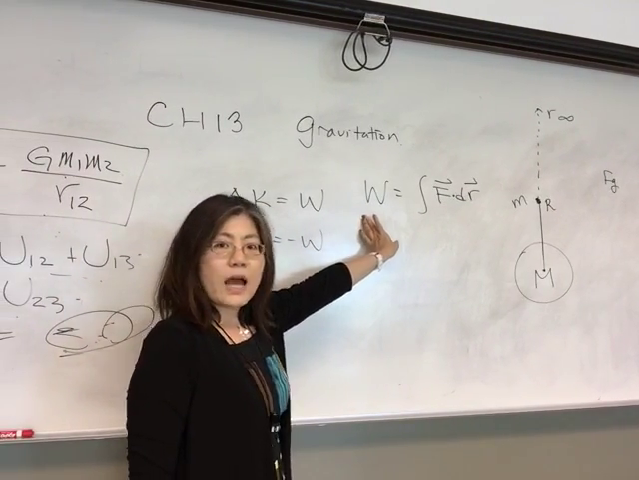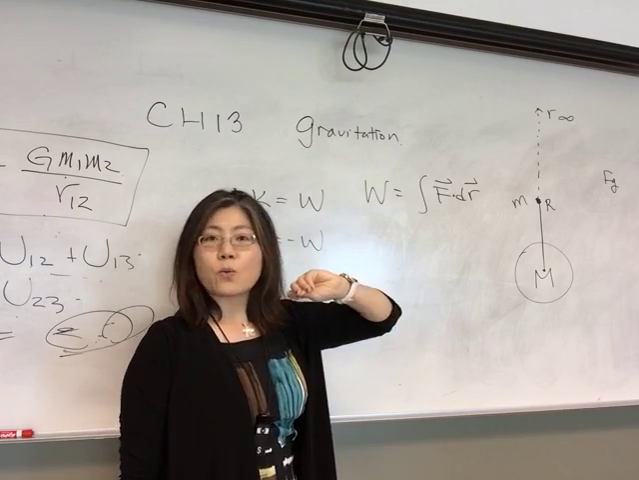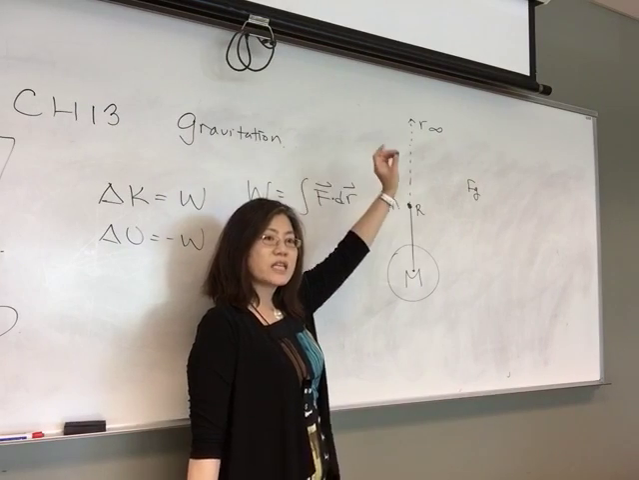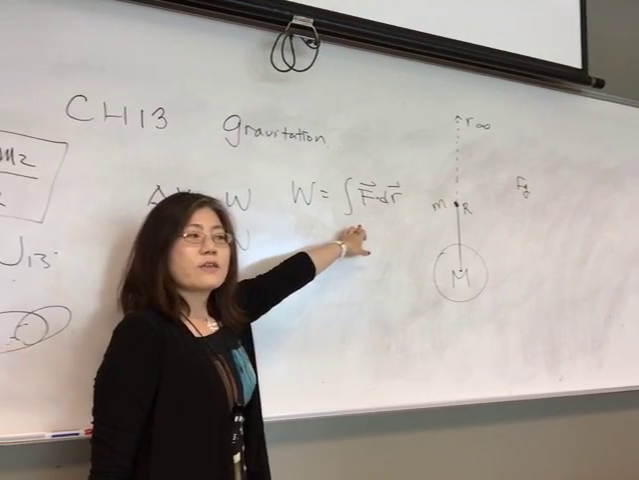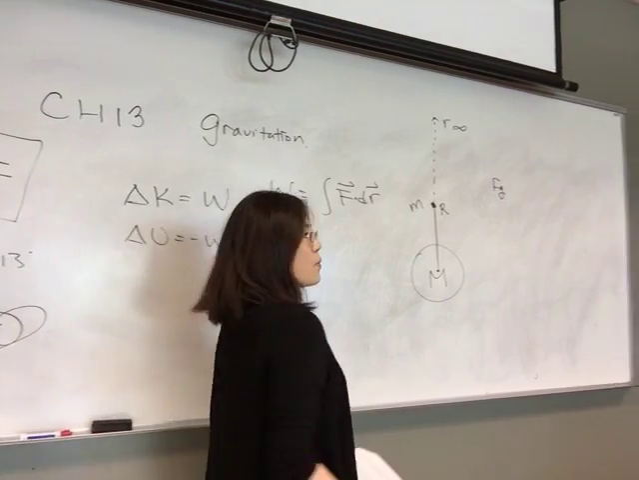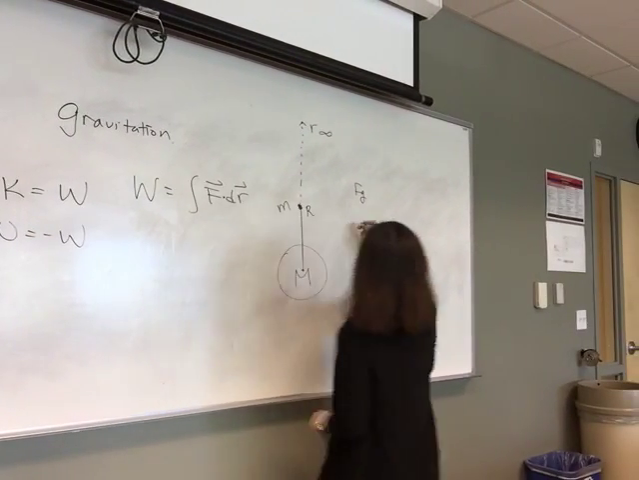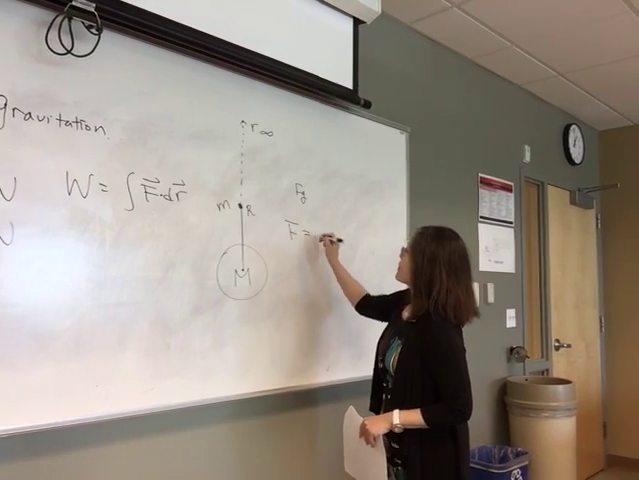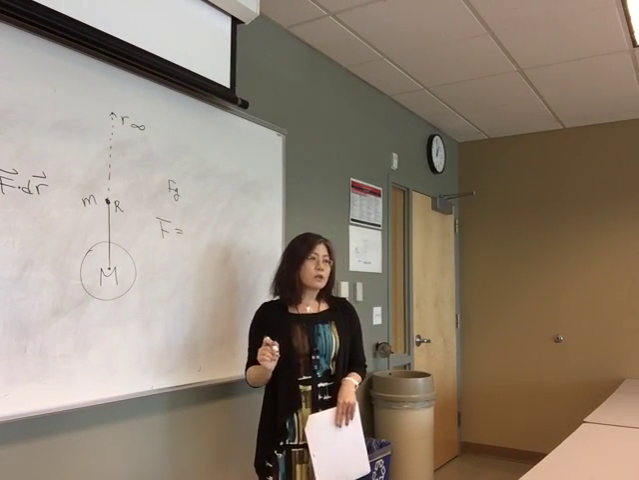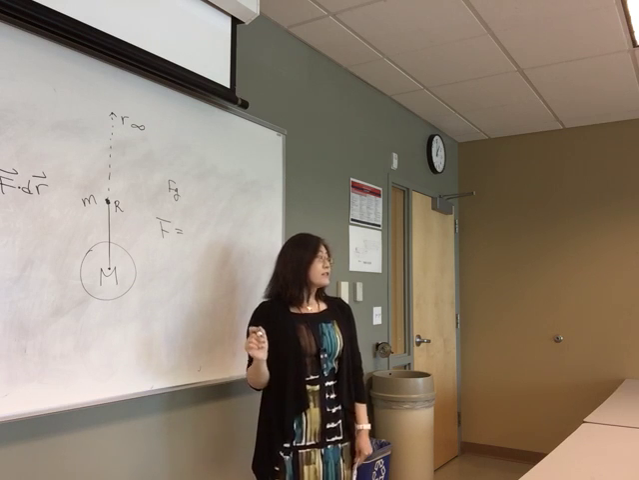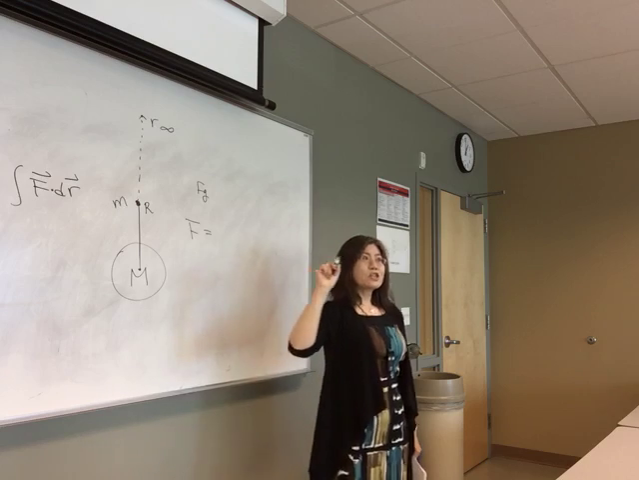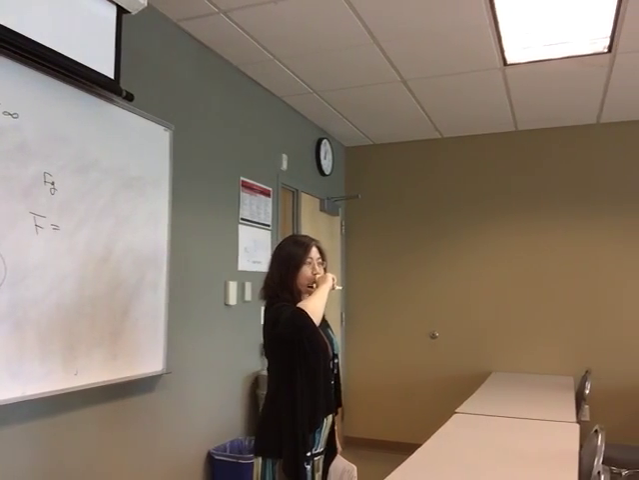So what we're going to do now is find out how much work is involved when you have a particle initially at point R. We're going to move it to infinity, and the force experienced by this particle is gravitational force. So we have the expression. What is the gravitational force? Using Newton's law of gravitation. Are we still using mg? No, we don't use mg now.